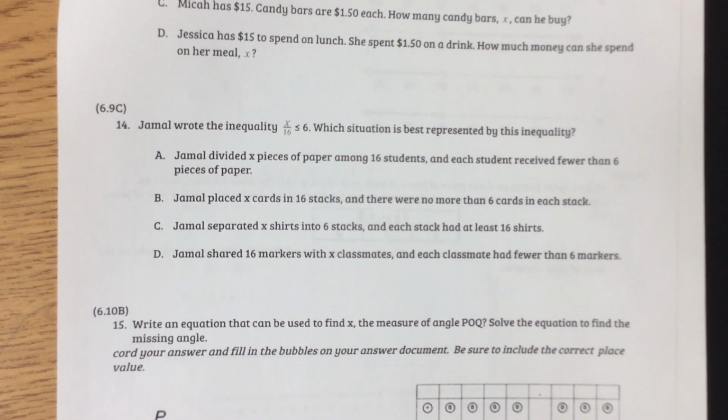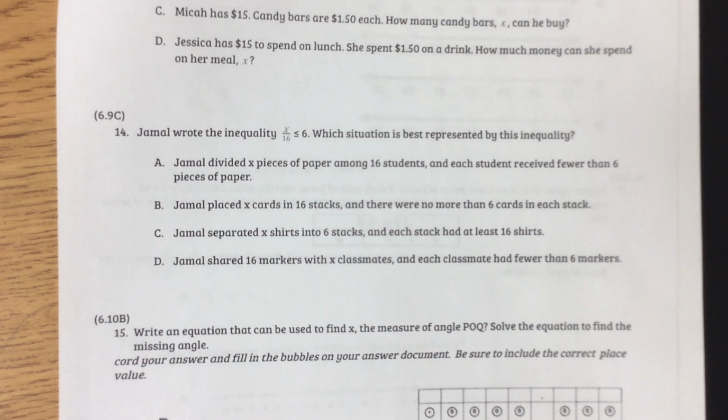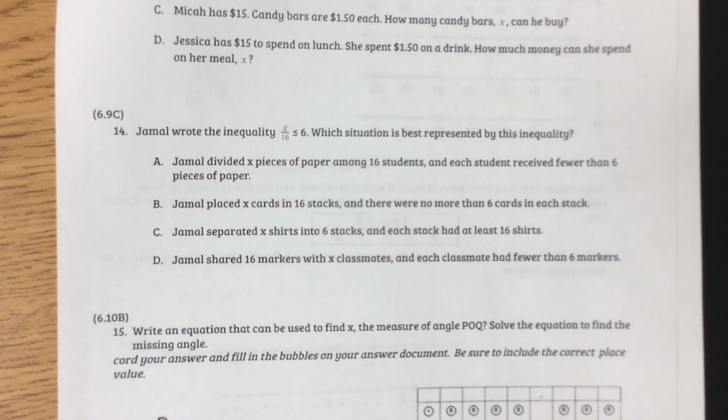Number 14. Jamal wrote the inequality x over 16 is less than or equal to 6. Which situation is best represented by the inequality? A. Jamal divided x pieces of paper among 16 students, and each student received fewer than 6 pieces of paper. B. Jamal placed x cards in 16 stacks, and there were no more than 6 cards in each stack.